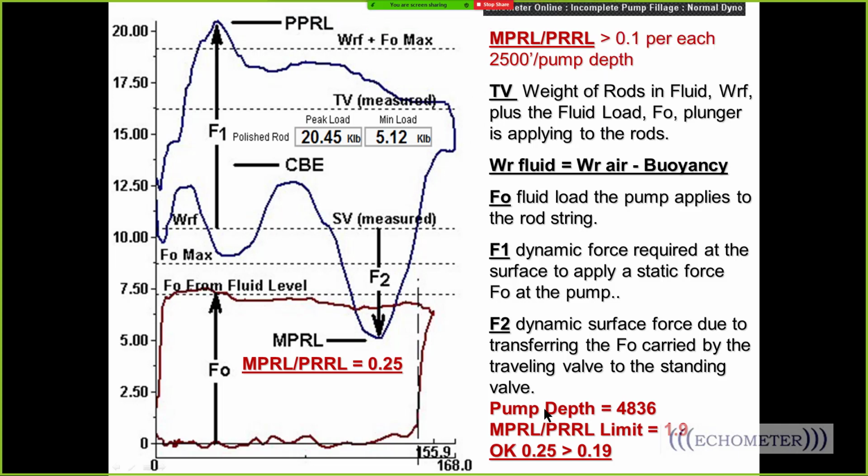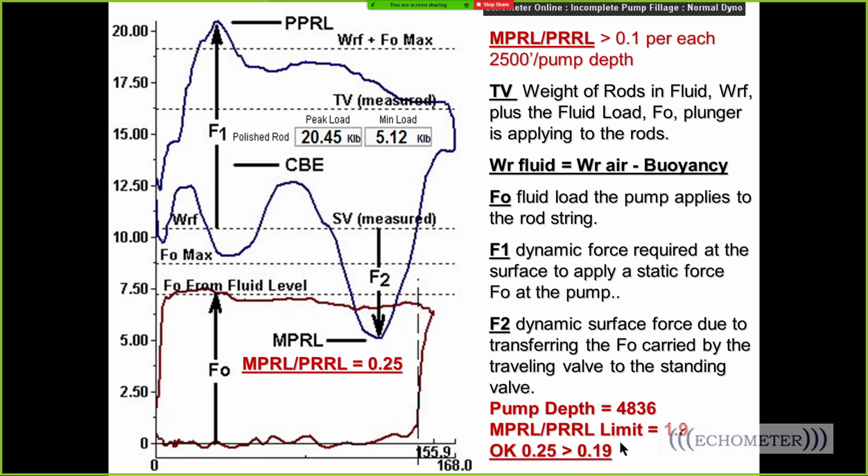So in this well, we have a depth of 4,800 feet. The ratio is 0.25, and if you look at the limit, 0.1 per 2,500 foot, it should be 0.19, not 1.9. So in this well, 0.25 is more than 0.19. Why does this matter?